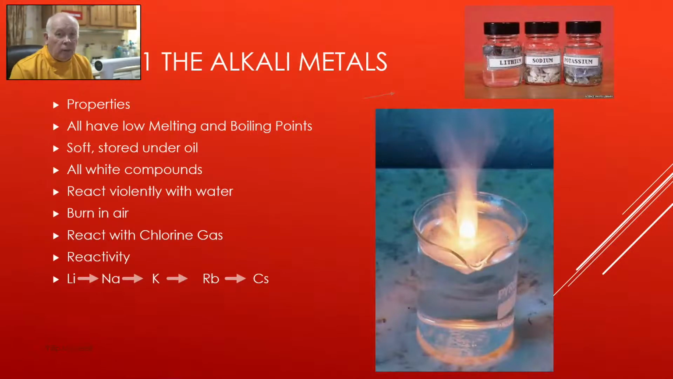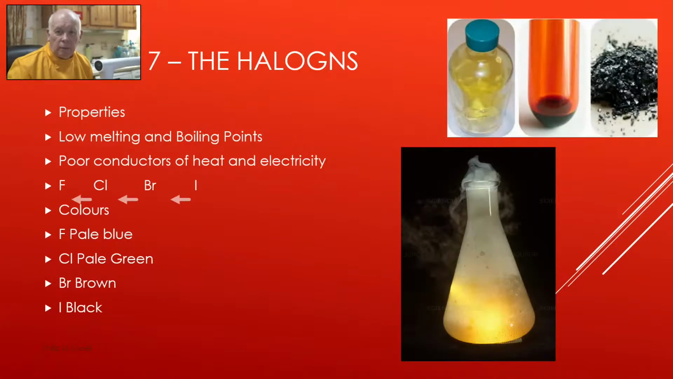So we look at the reactivity. Sodium's more reactive than lithium. Potassium is more reactive than sodium. Rubidium is more reactive than potassium. And finally, cesium, our most reactive alkali metal. Next time, we'll start having a look at the halogens and what they do and how they react. I'm limited with what I can do here because I don't have a fume cupboard, but we'll have a look and see what they actually do.